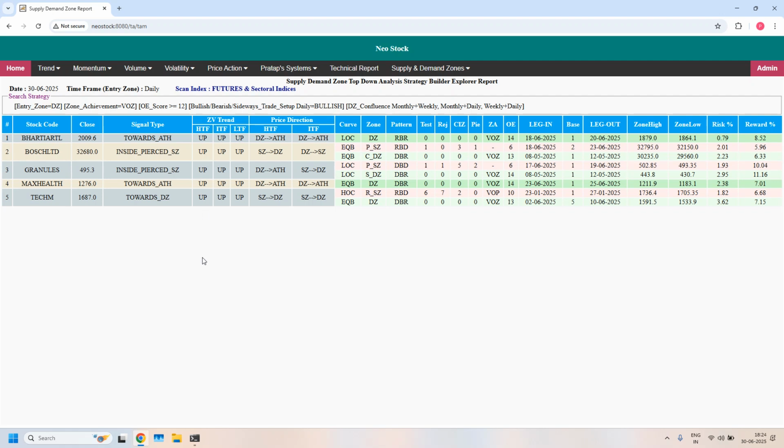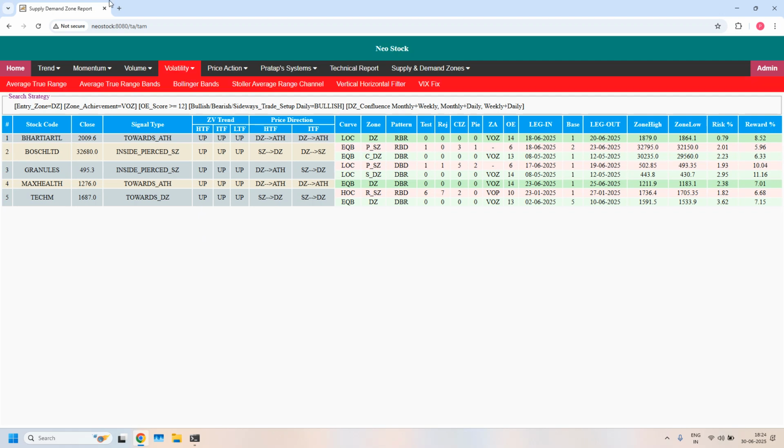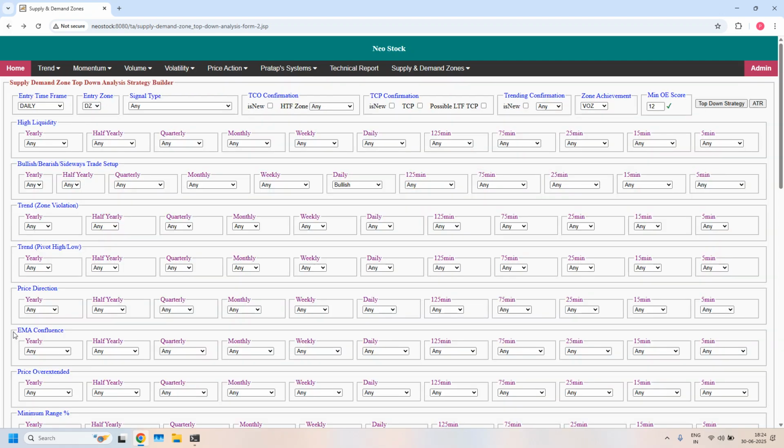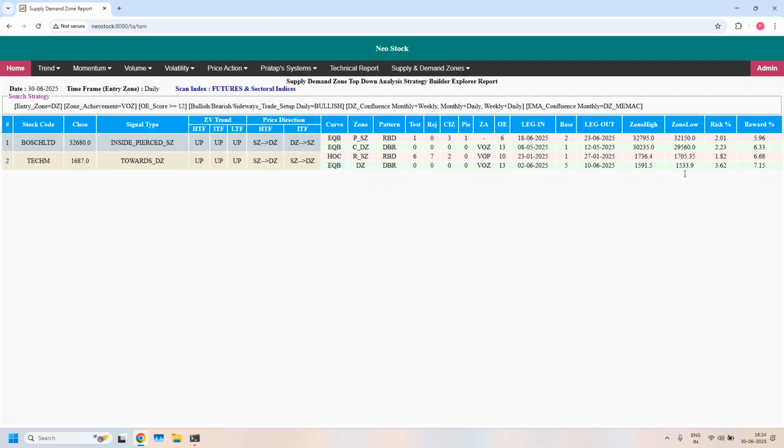So we can further filter based on monthly demand zone having monthly EMA. So in the EMA confluence at monthly, I am checking monthly demand zone with monthly EMA because monthly trend is up in all the stocks. So these 2 stocks are having these 2 daily demand zones overlapped with weekly and also monthly. That monthly zones are having monthly EMA confluence and also monthly trend is uptrend.